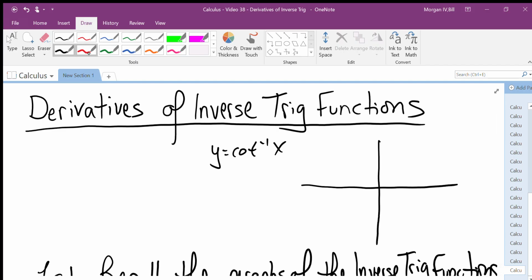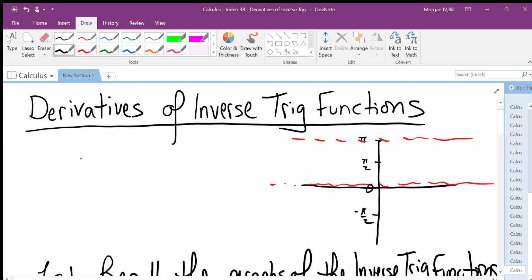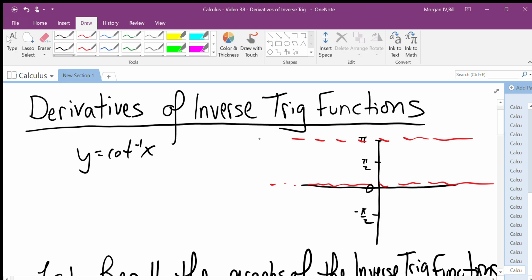Much like the inverse tangent, 0, pi over 2, pi, negative pi over 2, where the regular cotangent had vertical asymptotes at 0 and pi and 2 pi and negative pi. Therefore, we're going to get horizontal asymptotes at 0 and pi and negative 2 pi. And the curve then for the inverse cotangent looks like this.